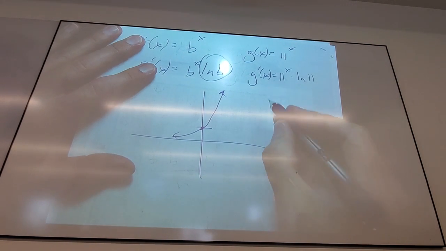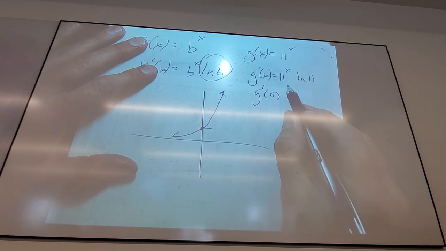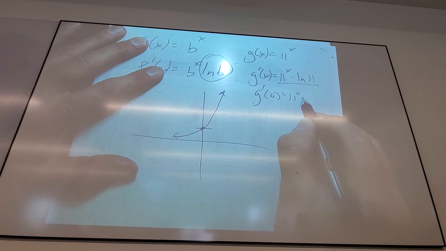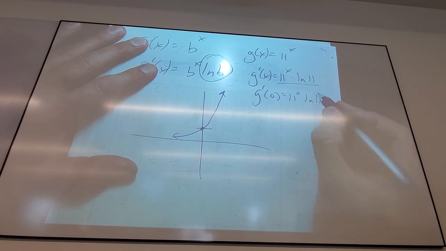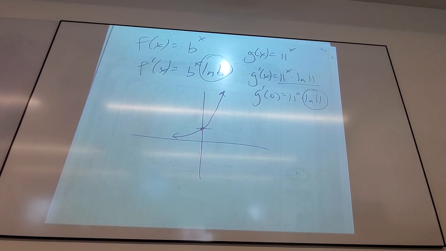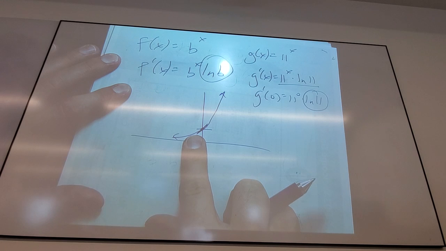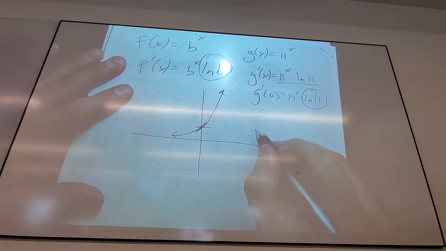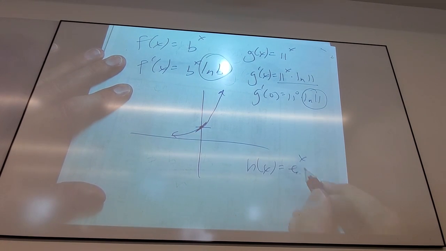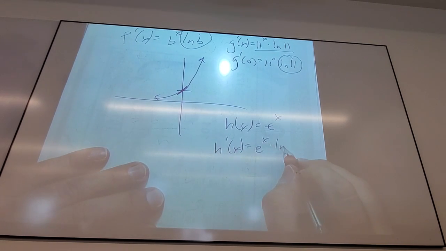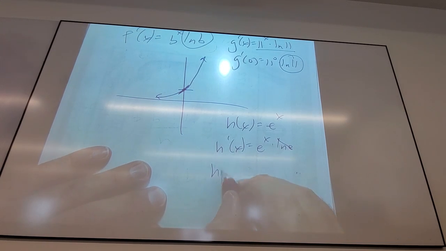So let me ask you this. What is g prime at 0 if that's my function? What's 11 to the 0? 1. Times 11. So I get ln of 11 for the slope, correct? e is the only function that goes through 1 with a slope of 1. So if my function is e to the x, what is its derivative? e to the x, and just to be pedantic, natural log of e, but what's natural log of e? 1.